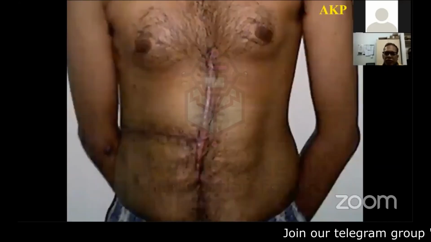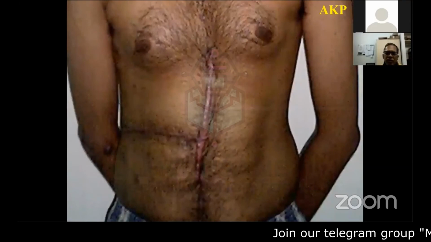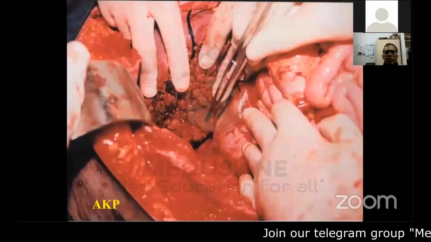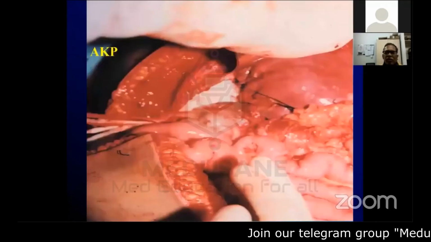This is a medical student who had a very tough time, with thoracic blunt injury, lung contusion and severe liver injury. Here everything failed. We had to do a right hepatectomy as a matter of debridement, and he has survived.